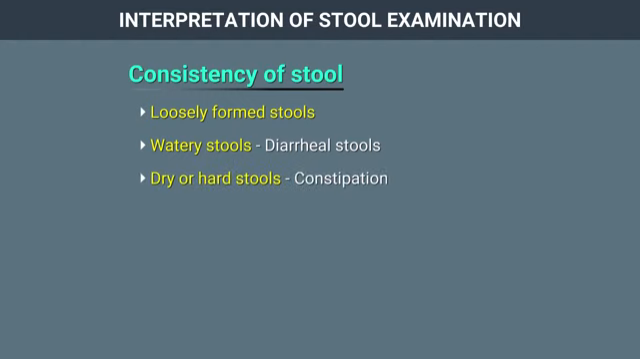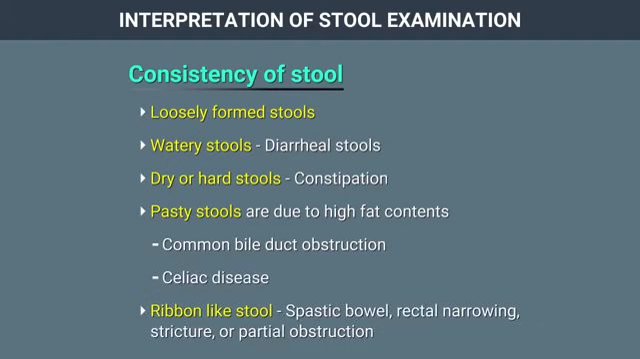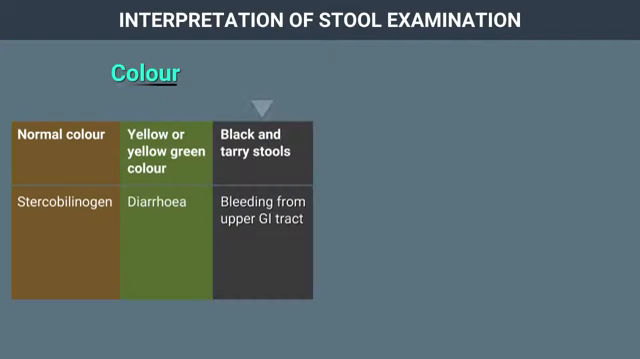as seen in constipation, pasty stools due to high fat contents and seen in common bile duct obstruction or celiac disease. Ribbon-like stool suggests the spastic bowel, rectal narrowing stricture or partial obstruction. Color. Normal color of the stool is due to presence of stercobilinogen. Yellow-green color is seen in diarrhea. Black and tarry stools may be seen due to bleeding from upper gastrointestinal tract.